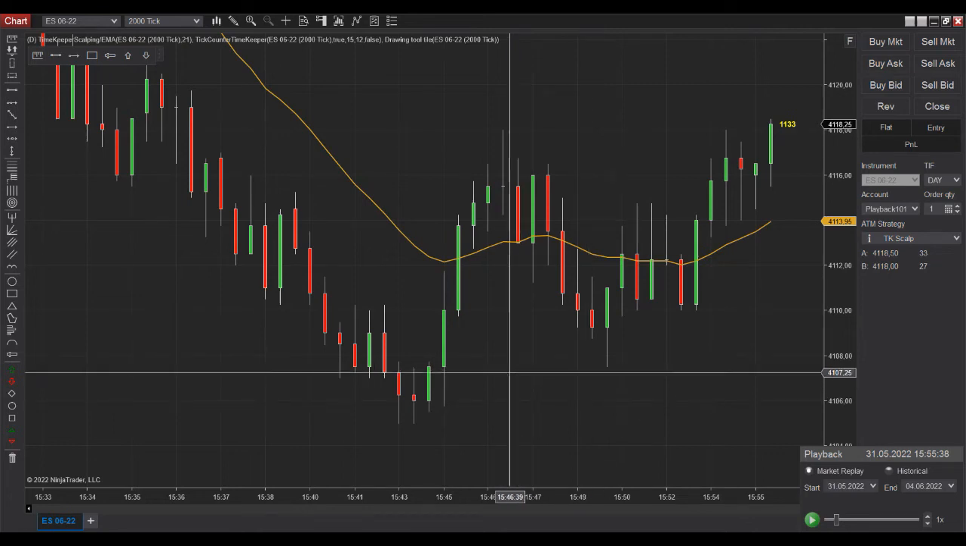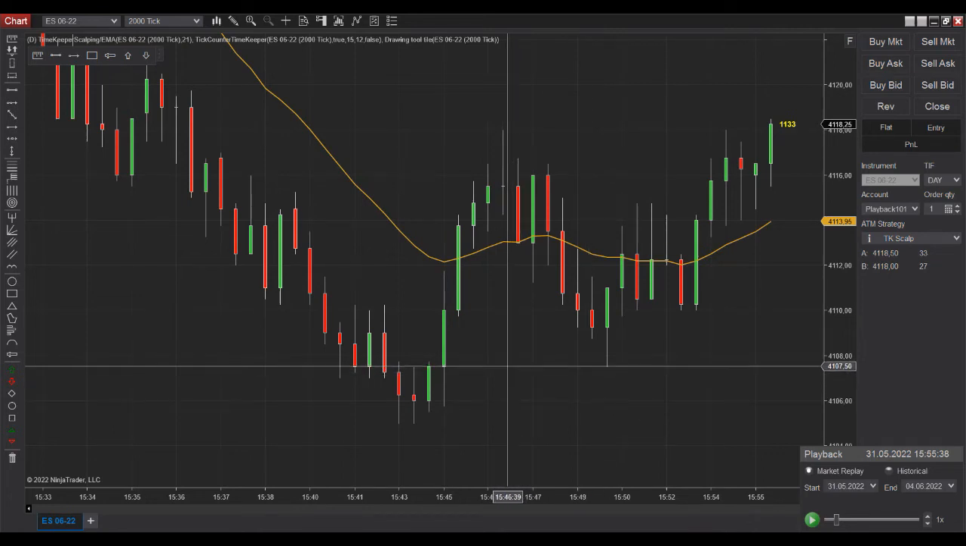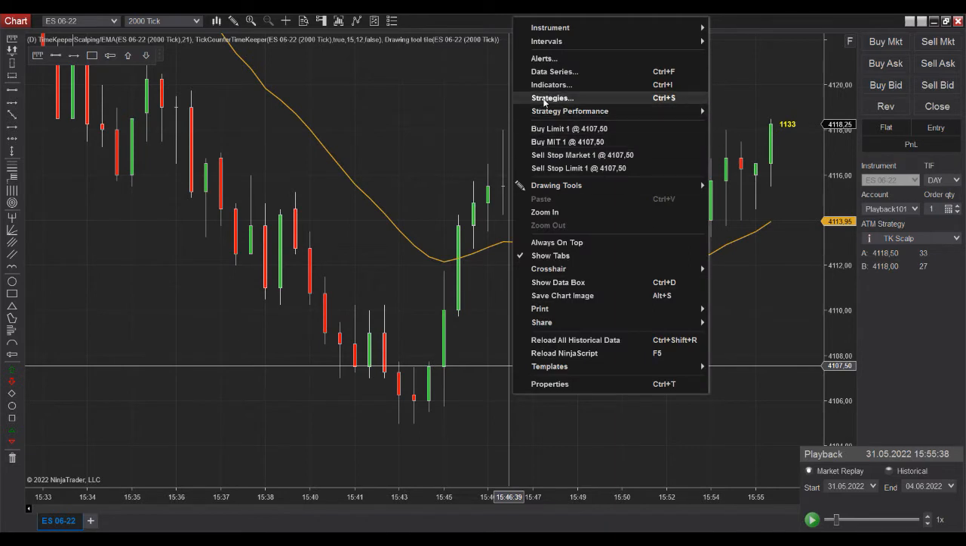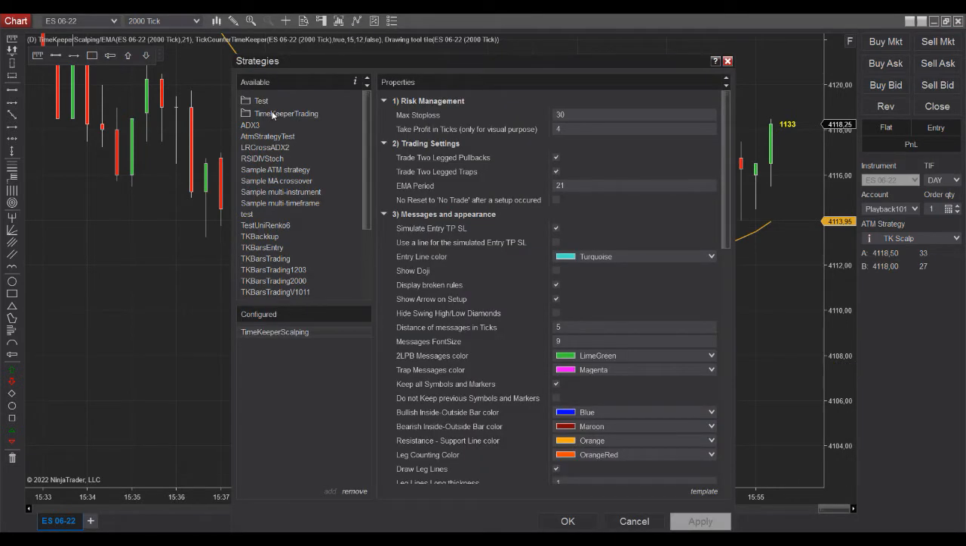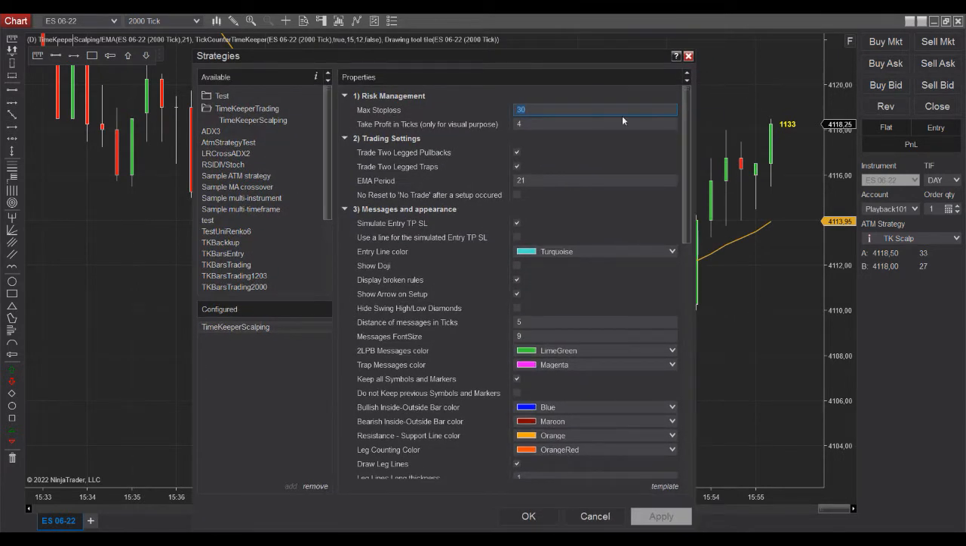So in this video I want to show you the conservative mode. If we add our strategy, the timekeeper scalping strategy, to our chart, in this example I use 30 as a maximum stop loss only, so that it does not overlay with other messages. So we do not consider this here now.